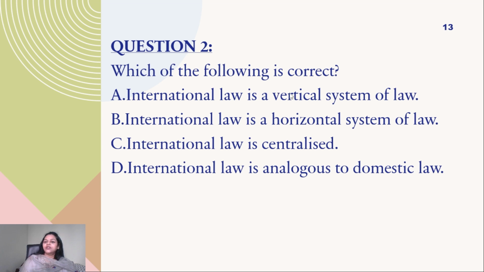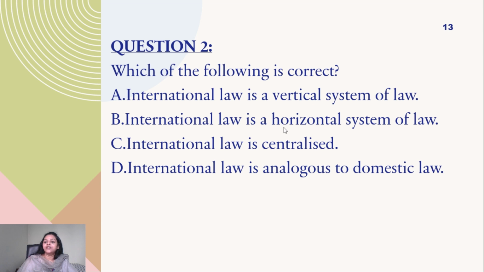Option A, international law is a vertical system of law. No, because we discussed that domestic law is a vertical system of law. There is centrality of authority, but international law lacks that centrality, lacks that vertical flow of power, authority, or laws, right? All states are equal. All states are on one platform. So, A would be incorrect.